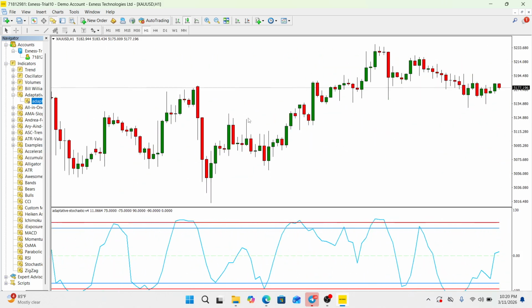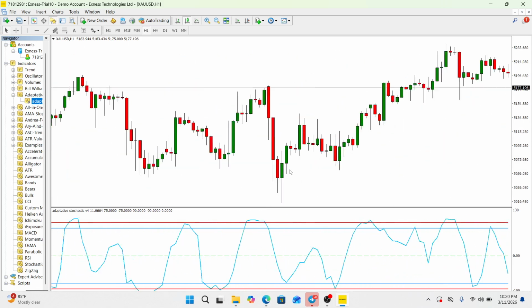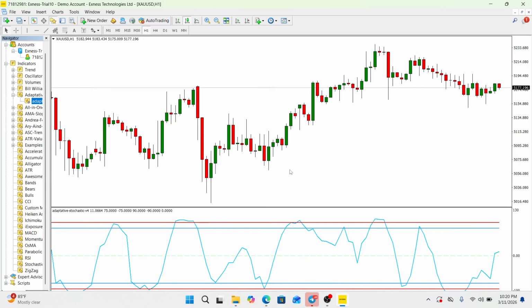You can download the Adaptive Stochastic Indicator for MT4 using the link in the description below. It gives you a volatility-aware twist on the classic stochastic, aiming to keep signals relevant across different market conditions.